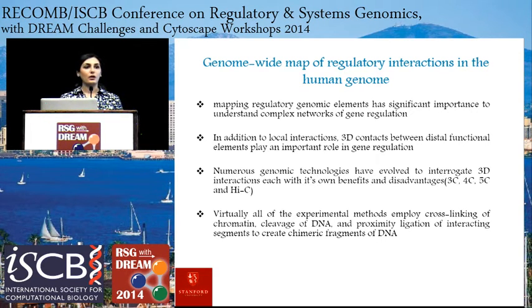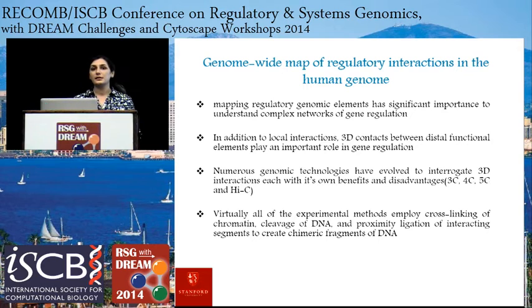Besides all of the local binding of transcription factors, three-dimensional structure and three-dimensional interaction are very important to understand the complexity. Numerous genomics technologies have evolved to study the three-dimensional structure of chromatin and chromatin conformation. Among those, 3C, 4C, 5C, and Hi-C are the ones most widely used in recent studies.